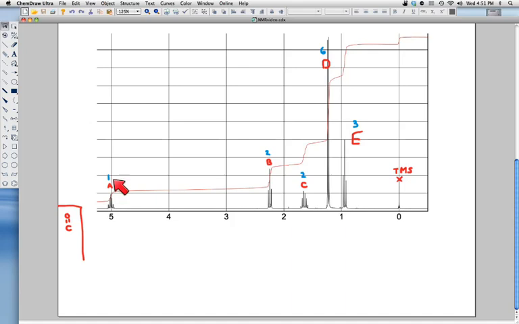So let's check these values here. Here I have a value of 1 to 2 to 2 to 6 to 3, and that's going to represent a ratio of our peaks. What we really need to do is make sure that corresponds to the number of hydrogens. Do we need to multiply that by a value? Do we need to divide it by something? So let's add these values up. 1 hydrogen plus 2 gives us 3, plus 2 is 5, plus 6 is 11, plus 3 is 14. And if we remember from our formula, we had 14 hydrogens. So these values actually correspond to the number of hydrogens we have. The signal for A represents 1 hydrogen, B is 2, C is 2, D is 6, and E is 3.